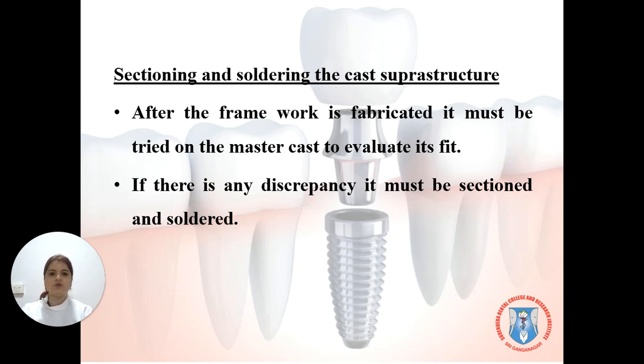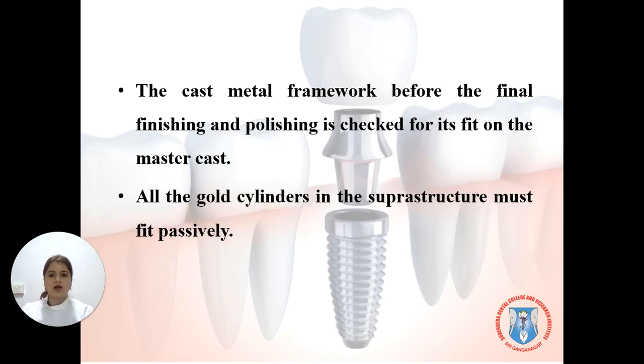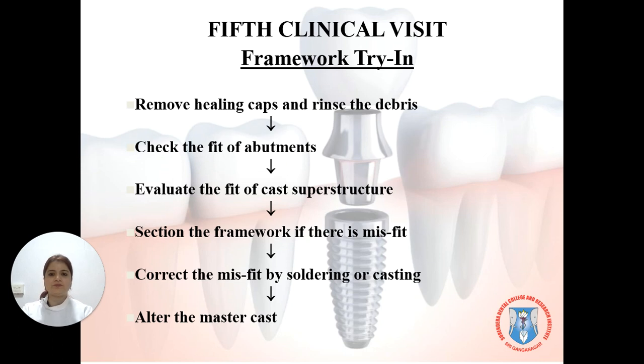Now the sectioning and soldering of the cast superstructure is done. After the framework is fabricated, it must be tried on the cast to evaluate its fit. If there is any discrepancy, it must be sectioned and soldered. The cast metal framework, before the final finishing and polishing, is checked for its fit on the master cast. Now all the gold cylinders in the superstructure must fit passively. It should not fit actively.